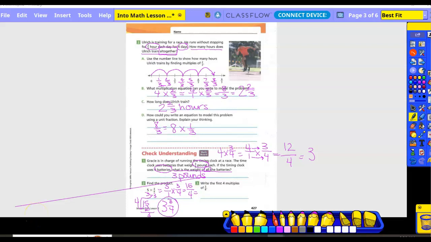Number 3, write the first 4 multiples of 3/8. So this is kind of like our letter A up on number 2 where we did the jumping. Okay, so we would start at 3/8. What is 3/8 plus 3/8? 6/8. What's 6/8 plus 3/8? 9/8. And then what is 9/8 plus 3/8? 12/8. And those you're going to leave as improper fractions.